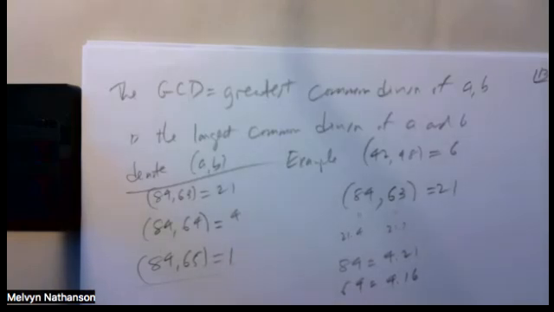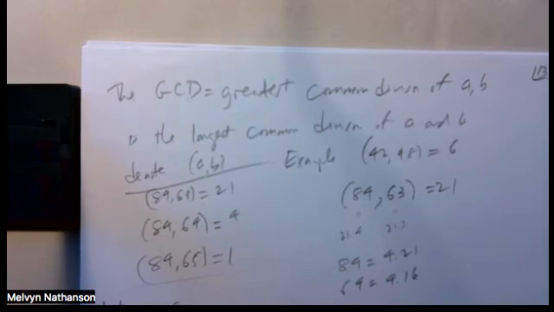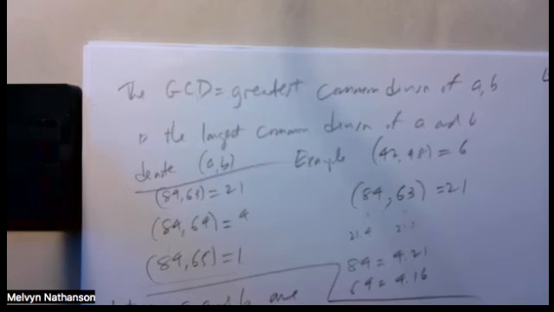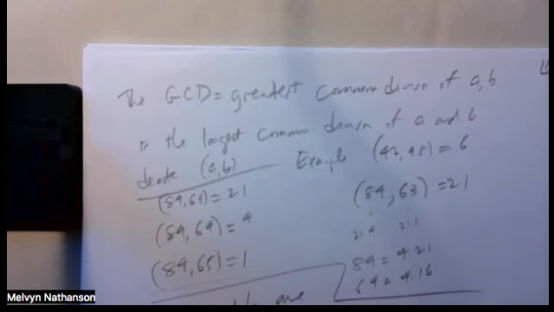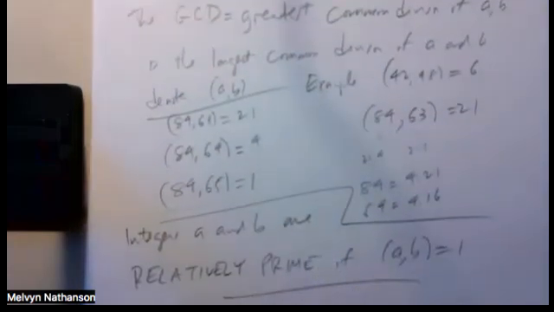And this is an important example. We say that integers a and b are relatively prime if the greatest common divisor of a and b is 1. So 84 and 65 are relatively prime.